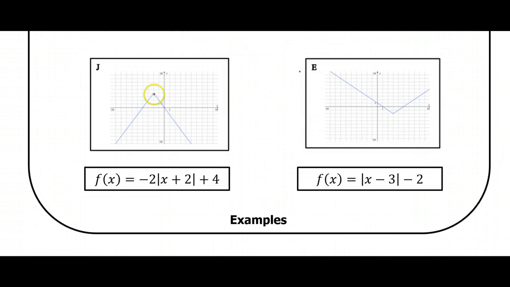Graph J also has a maximum. This one begins by increasing, and then it begins decreasing. And then finally, graph E, this one has a minimum. It starts out by decreasing, and then it begins increasing.